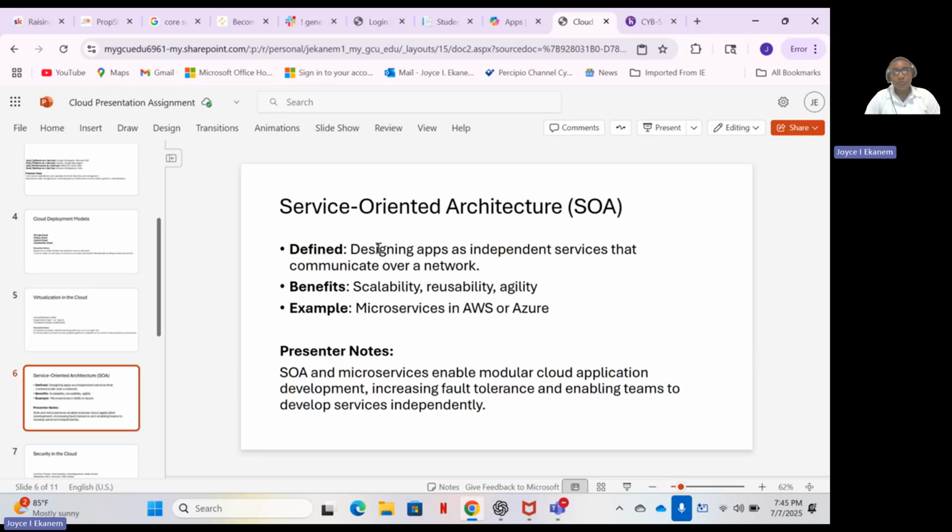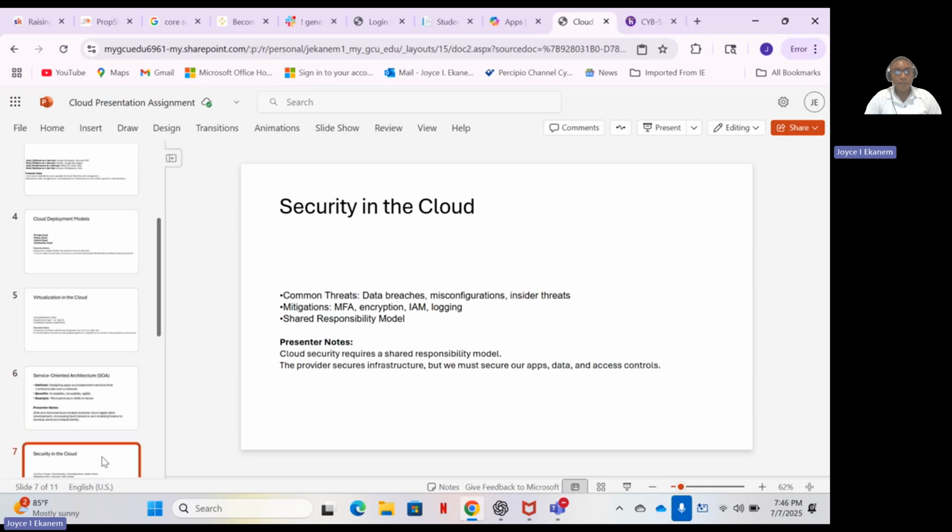Service-oriented architecture. We have the definition, which is designing applications as independent services that communicate over a network. Its benefits include scalability, reusability, and agility. Examples are microservices in AWS or Azure. Points to note here are that service-oriented architecture and microservices enable modular cloud application development, increasing fault tolerance, and enabling teams to develop services independently.